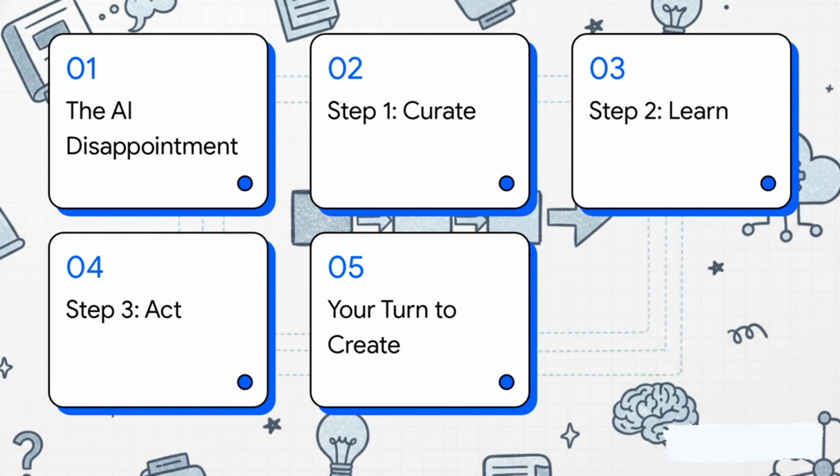So here's the plan. We're going to walk through my 3-step framework to really master this thing. We'll start with that AI disappointment we've all felt. Then we'll get into how to curate your sources, how to learn from them in totally new ways, and finally, how to act on everything you've discovered.